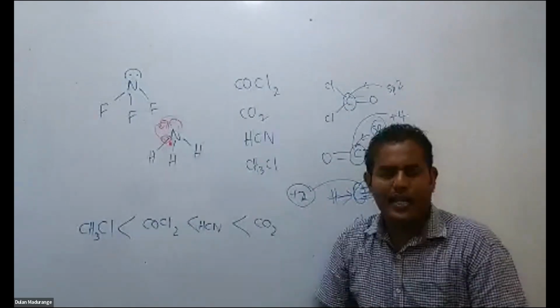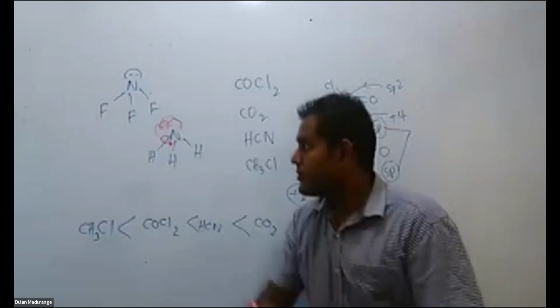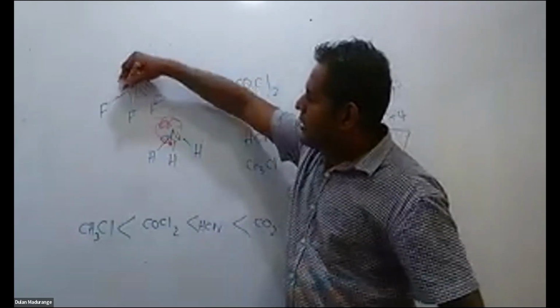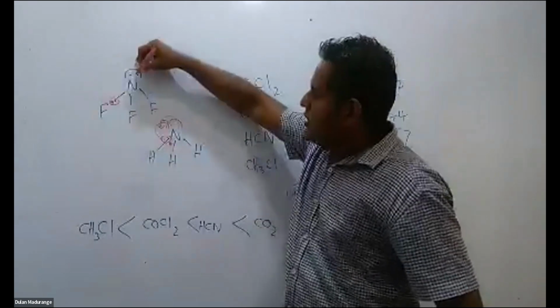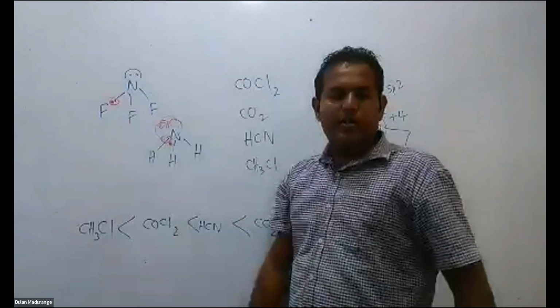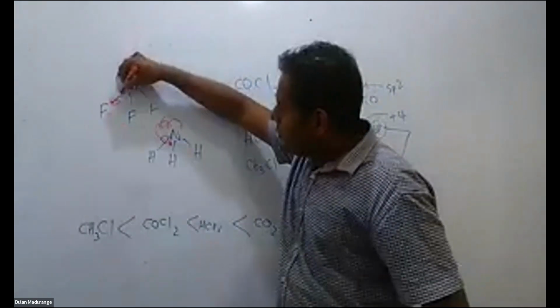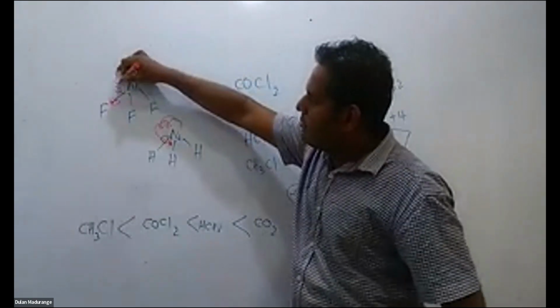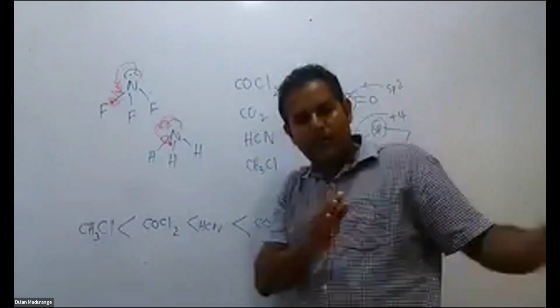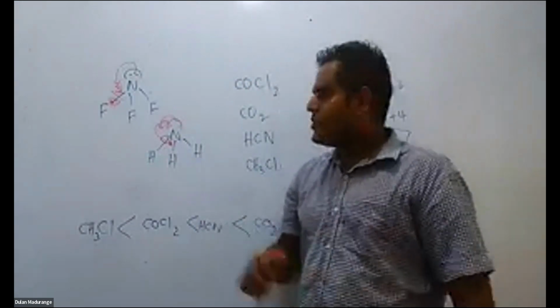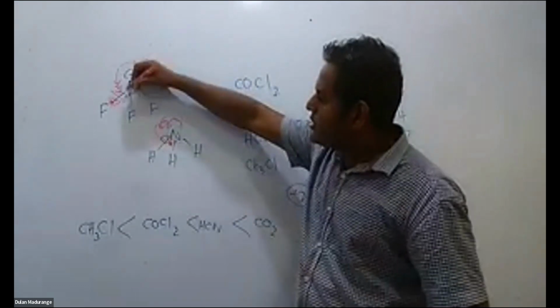But in NF3, this bond pair is here. These electrons are a bit closer towards the lone pairs. So when this lone pair is trying to repel here, it is successfully repelling because the other lone pair is not coming to fight with it. I mean, that lone pair is a bit away from them. So because of that, this bond angle is reduced compared to this.